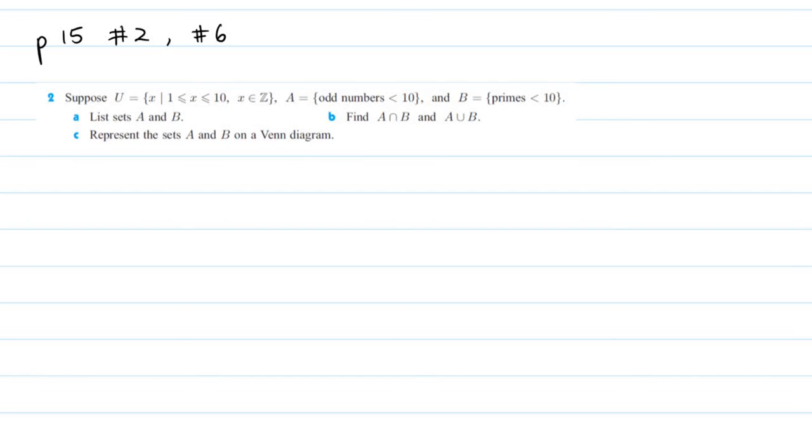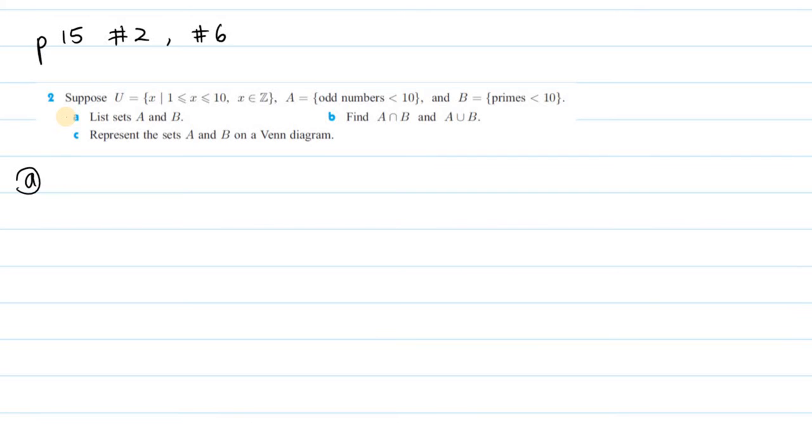Suppose the universe is x such that x is between 1 and 10 inclusive, and that x is a member of all the integers. Set A is odd numbers less than 10, and set B is prime numbers less than 10. So the first thing they want us to do is to list sets A and B.